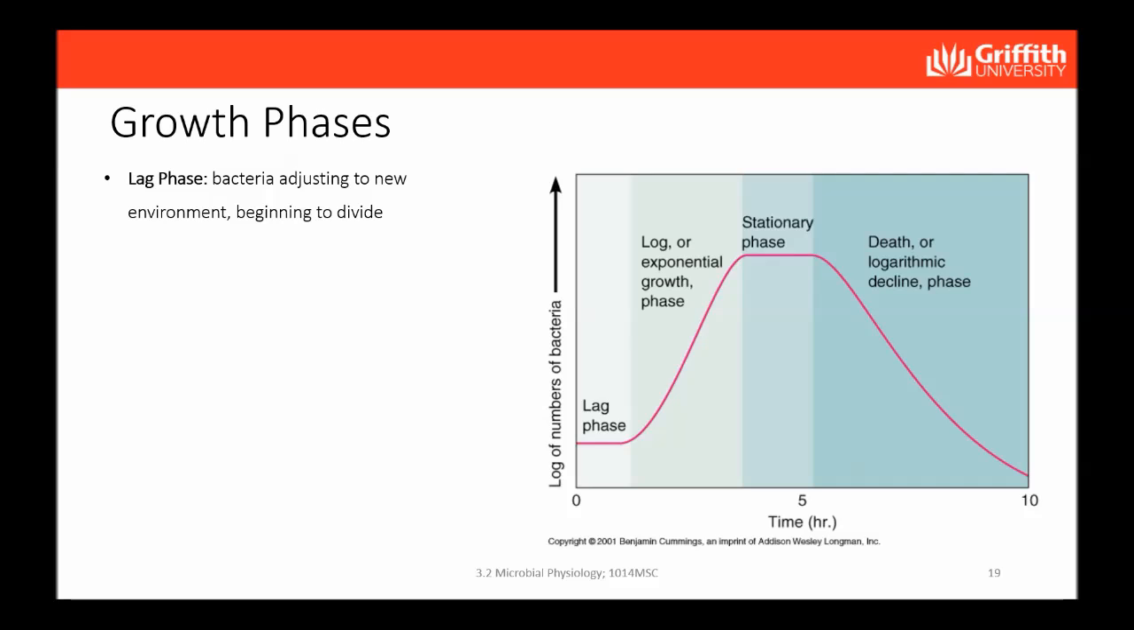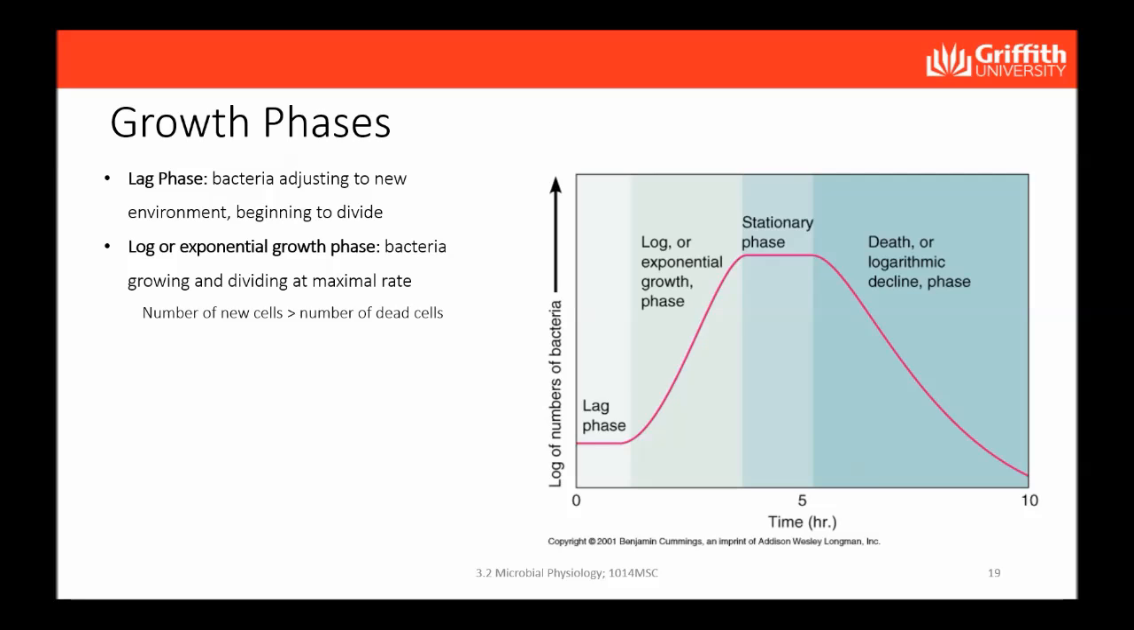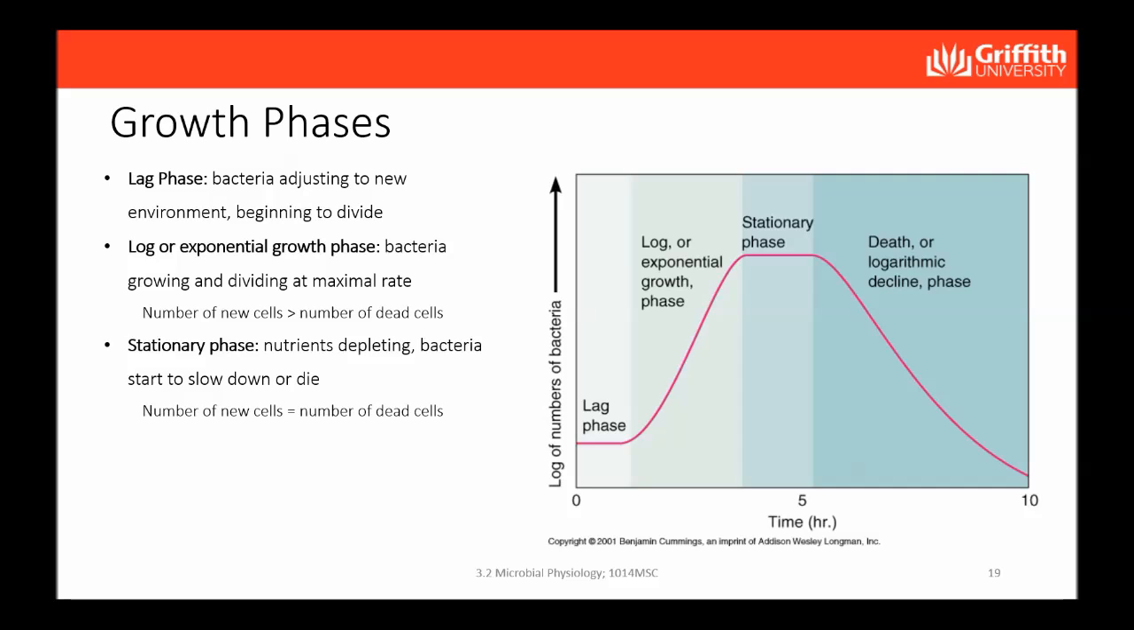The cells will then start to divide exponentially in the log phase or exponential growth phase. In this phase, the number of new cells is greater than the number of cells dying. The exponential growth phase in the population of bacteria continues until they reach the stationary phase. In the stationary phase, the nutrients in the medium start depleting and bacterial growth slows down. In this phase, the number of new cells is equal to the number of cells dying.